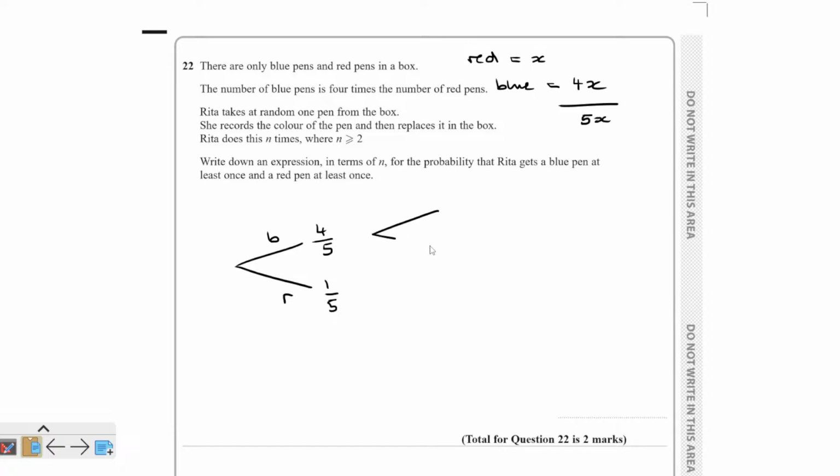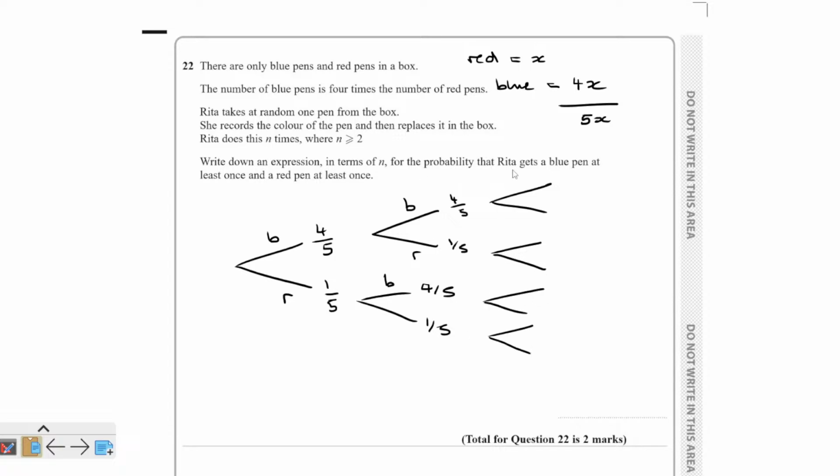And then obviously, she's going to do it again. Now, the probabilities don't change because they did say she would put the pen back, so it's still 4 out of 5, and red would still be 1/5. And the same here. Blue 4/5, red 1/5. Now, the difficulty is we don't know how many times she does it. It's 2 or more, isn't it? So do you see how it could carry on? As many n times. We don't know how many columns there are going to be to this tree.